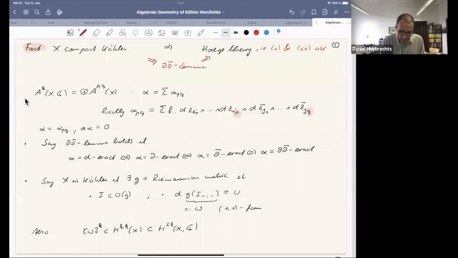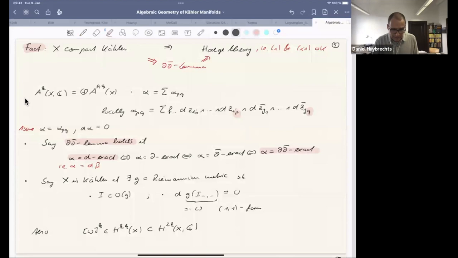Okay. So now assume we have a form alpha, which is pure. It means it only has this one PQ part. I just ignore all the other ones and assume it's a closed form. Okay, and then we say that the del del bar lemma holds if, now I write a bunch of conditions, and let me only talk about the first and last one. Then the first condition is alpha is d exact, so that means alpha can be written as d of some beta. And the last condition, that's why it's called the del del bar lemma, alpha is del del bar exact.